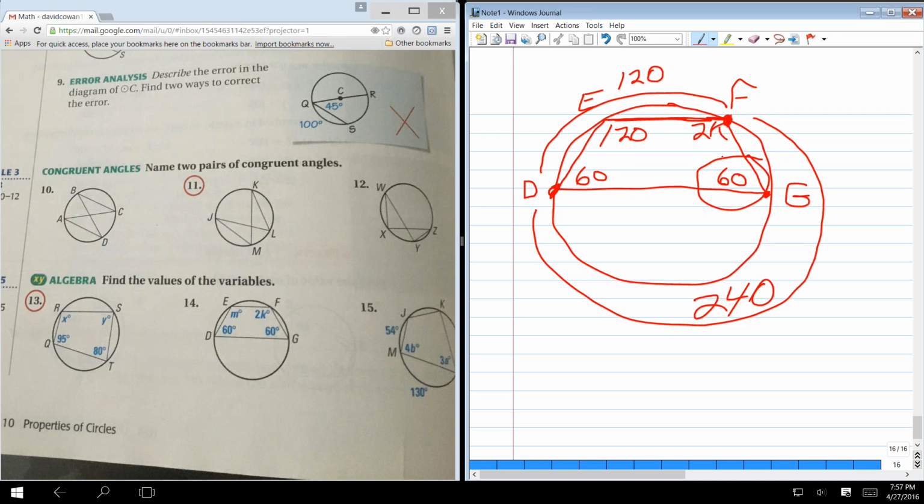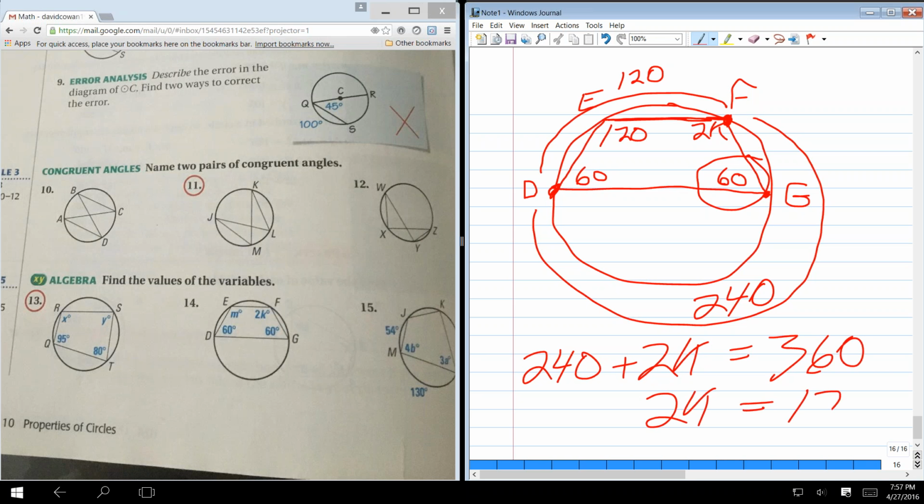Well, all four of these angles have to add to 360. Right. So 60 plus 60 plus 120 plus 2K equals 360. So that's 240 plus 2K equals 360. There's our equation. Right. 2K equals 120. K equals 60. Right.